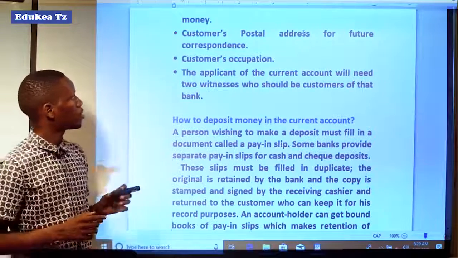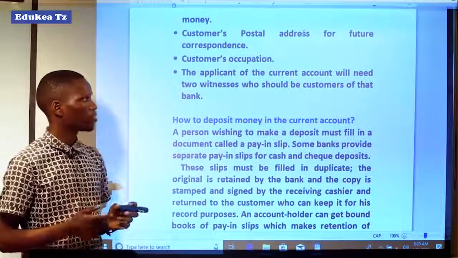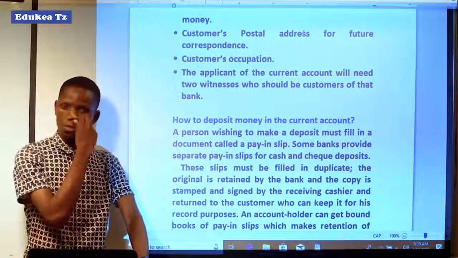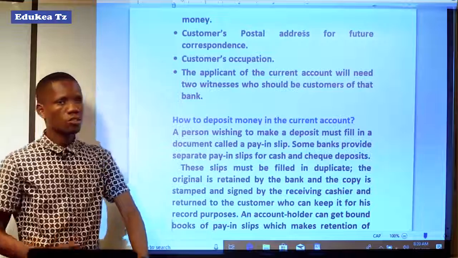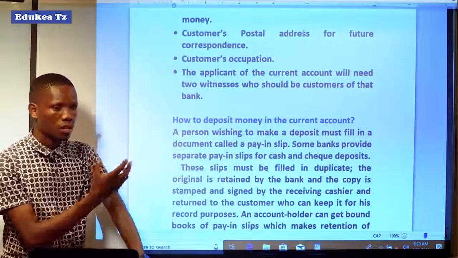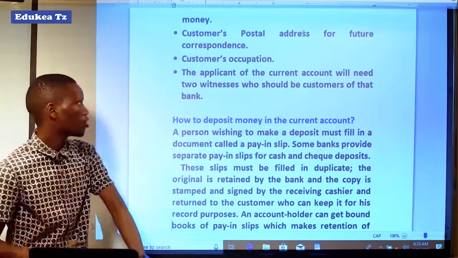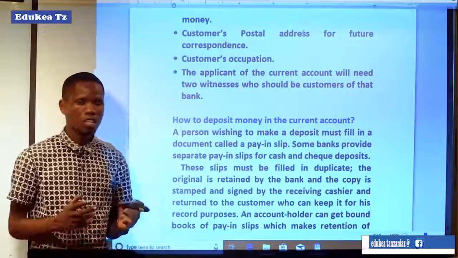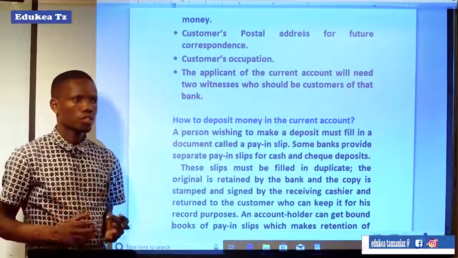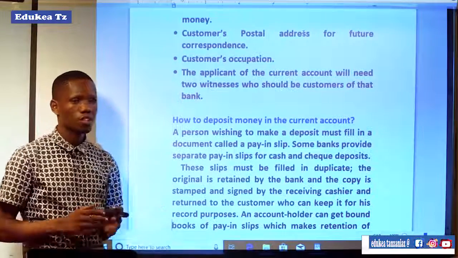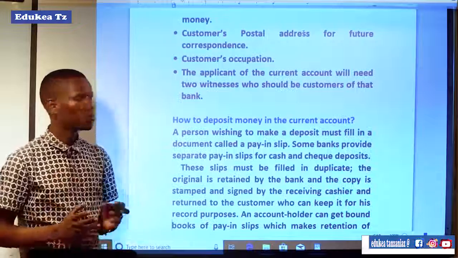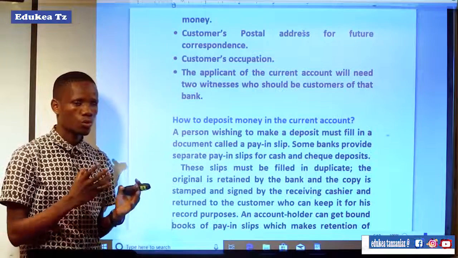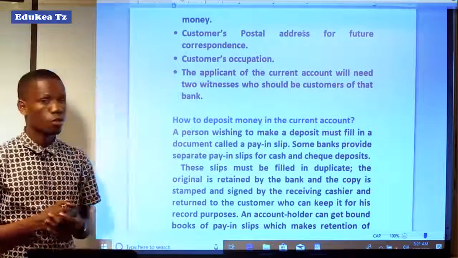But also customers' postal address for future correspondence. So there is a need now for the account holders, or the person who wants to be a customer to a particular commercial bank, to put his or her address for future correspondence. It means if there is a need for contacting or communication between the bank and the bank customer, there is a need to have an address of the account holder or a person who needs to open an account in these commercial banks.